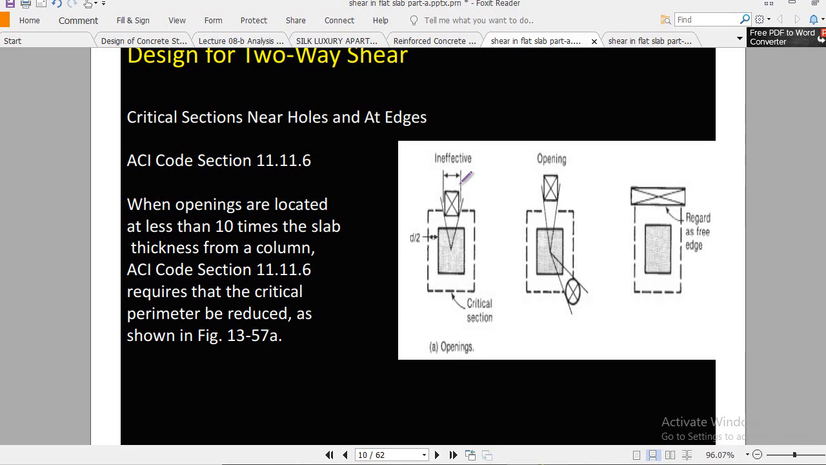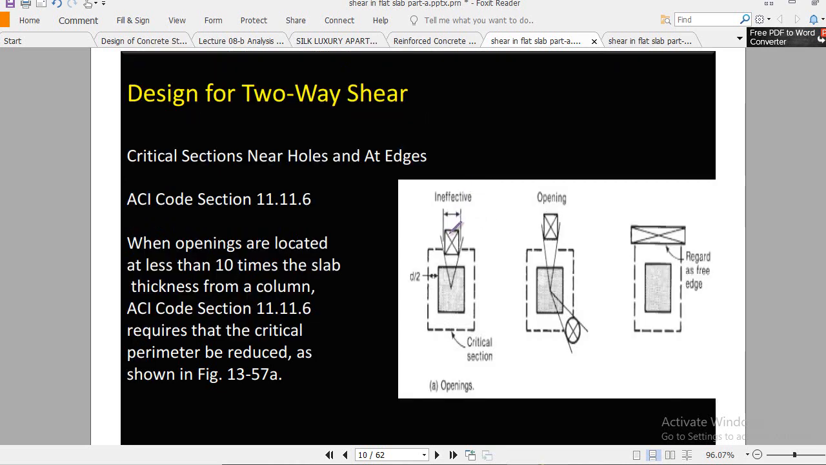This is very important. We have openings in slab systems, and in many cases we are compelled to provide openings for the staircase, the lift shaft, and similarly for ventilation purposes. In many cases the architect basically compels us to provide such openings in a slab system.